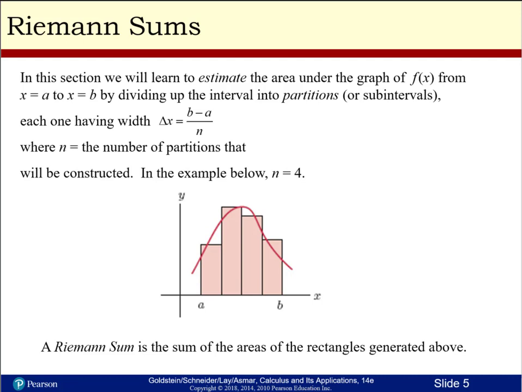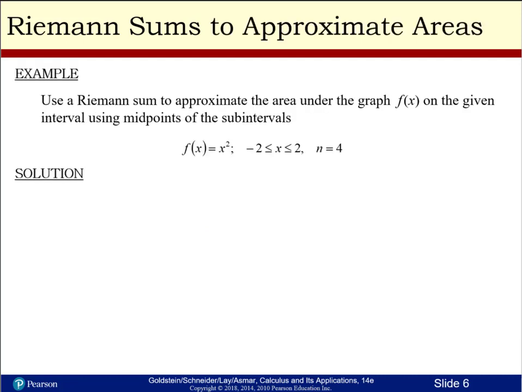A Riemann sum is the sum of the areas of the rectangles generated above. So you have to figure out what the size of those rectangles is, get the area of each, and then you would just add that together to get that approximate area under that curve. So we're going to use a Riemann sum to approximate the area under the curve of f of x on this given interval using midpoints.